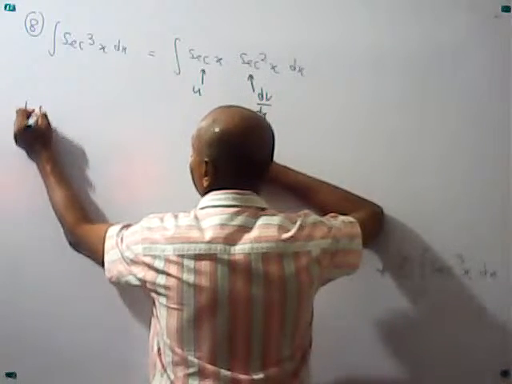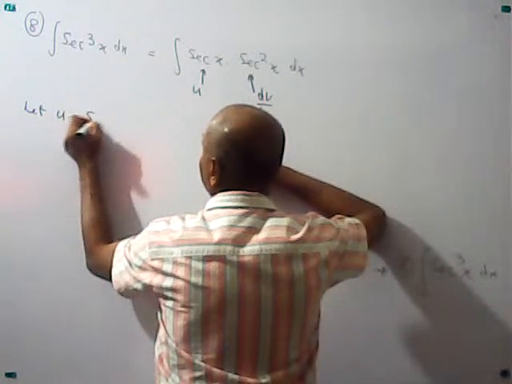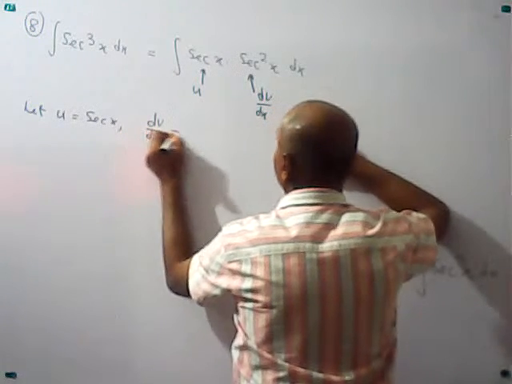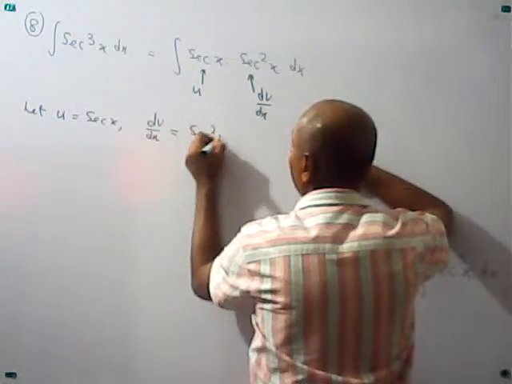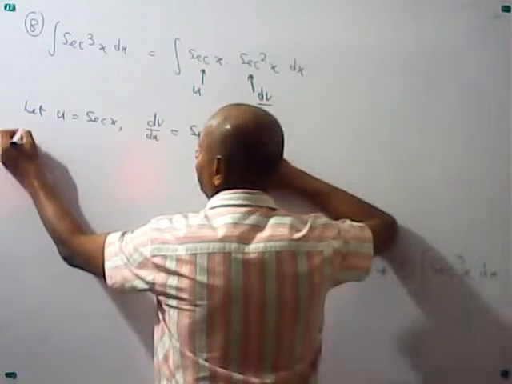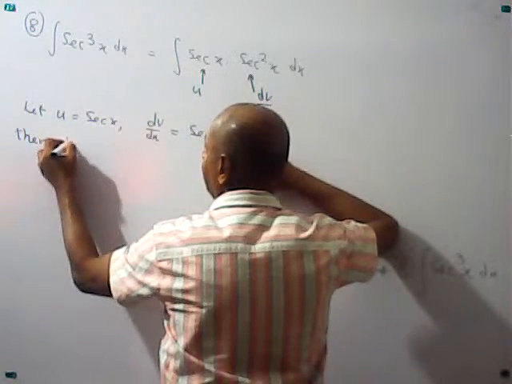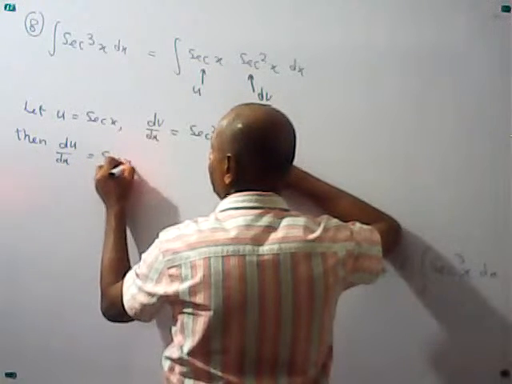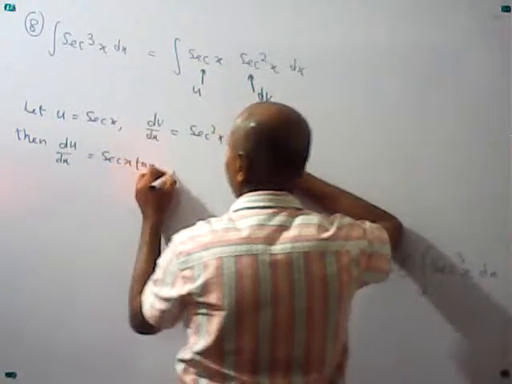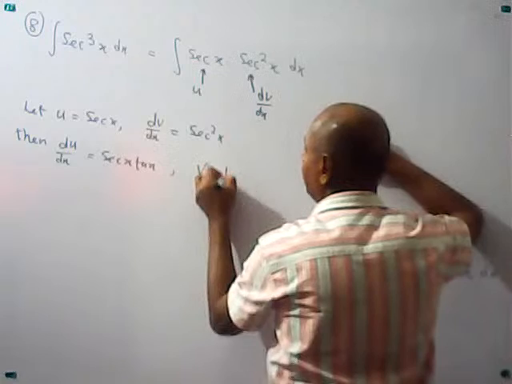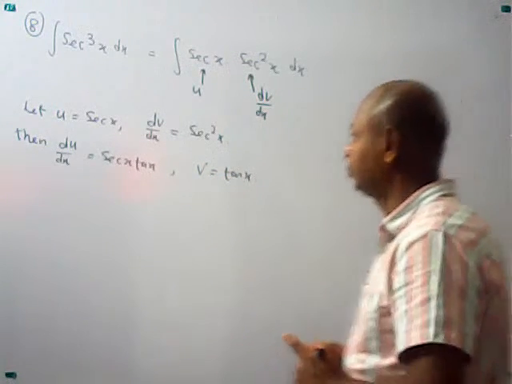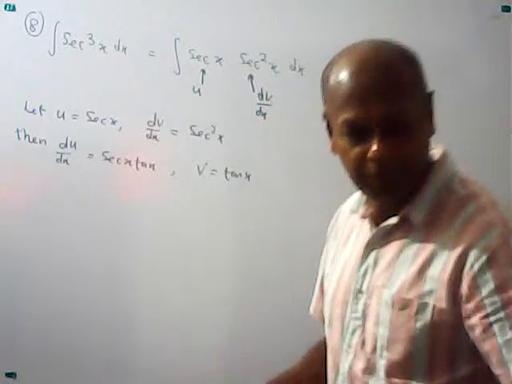So let u be equal to sec x, dv by dx be equal to sec squared x. Then du by dx is equal to sec x tan x, and v is equal to tan x. So apply the formula.